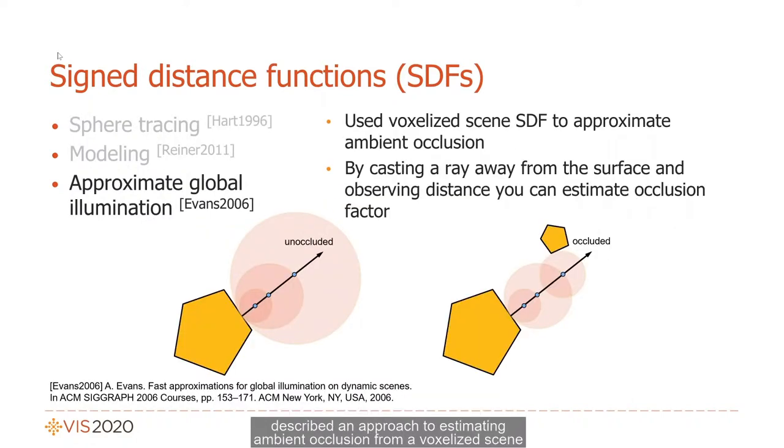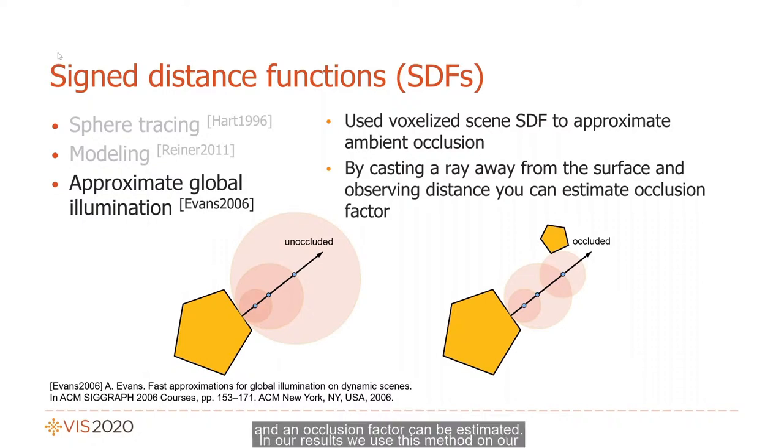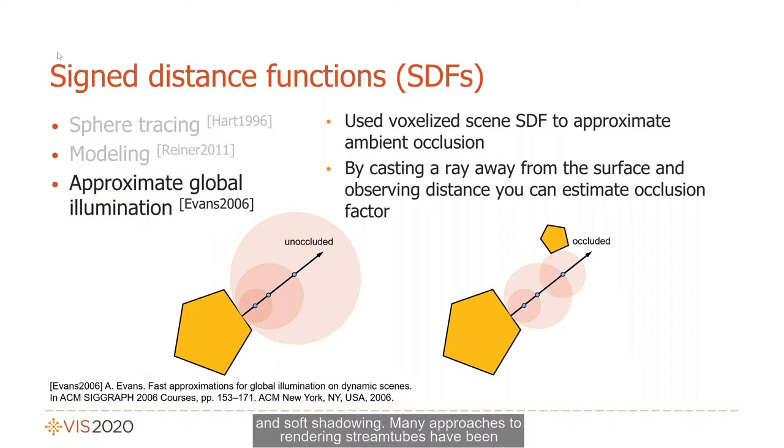Evans described an approach to estimating ambient occlusion from a voxelized scene distance function. The intuition is, if you cast a ray away from a point, and the surface is unoccluded, you expect the distances to monotonically increase. If they don't, then the point is occluded, and an occlusion factor can be estimated. In our results, we use this method on our voxelized stream tube distance function for ambient occlusion and soft shadowing.